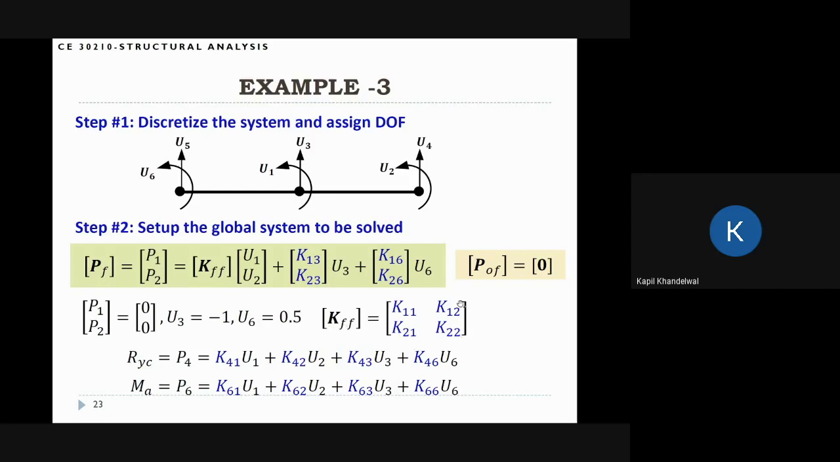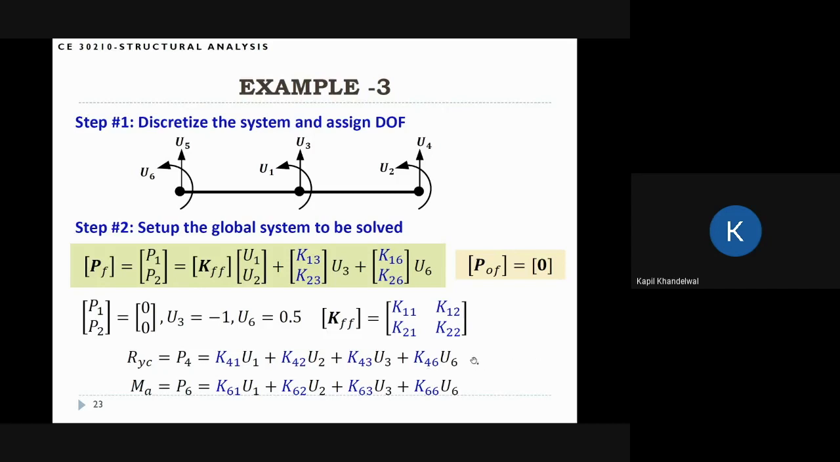So KFF is these 4 entries here. If we want to solve the system, you can see that these are the 4 stiffness coefficients we have to find. And we also want to find the support reactions, P4 and P6. P4 is the vertical reaction at C, and P6 is the moment at A. So we write down the equations here. You will see that we will need K41 for the P4. We have K41 U1 plus K42 U2 plus K43 U3 plus K46 U6. There are other coefficients, but they get multiplied by 0 displacement.